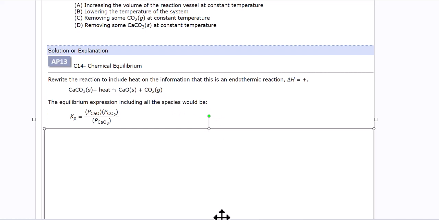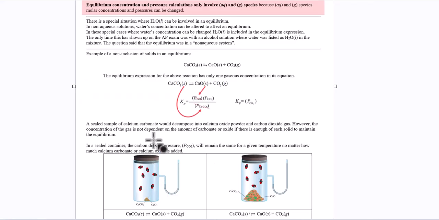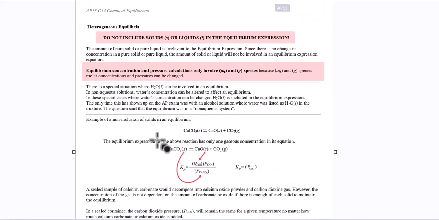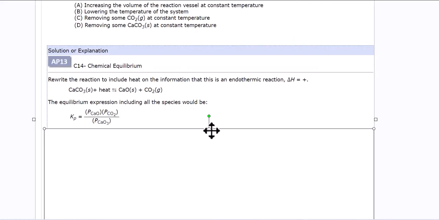And this is where we go back to this. This is our AP13 summary, and here we've got the AP13 chapter 14 equilibrium in boldface. Do not include solids or liquids in the equilibrium expression. I'll come back to this later, and I use this as an example. I'll explain why later, but let's just make sure we follow that instruction.